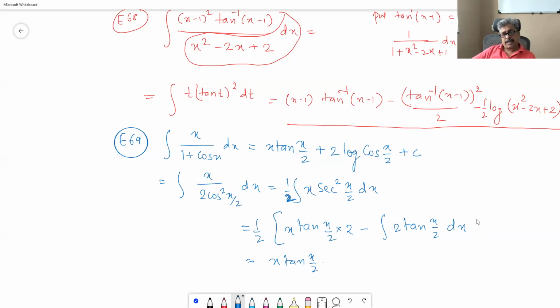Integral tan x by 2 is, going ahead, x tan x by 2 plus 2 log cos x by 2 plus.